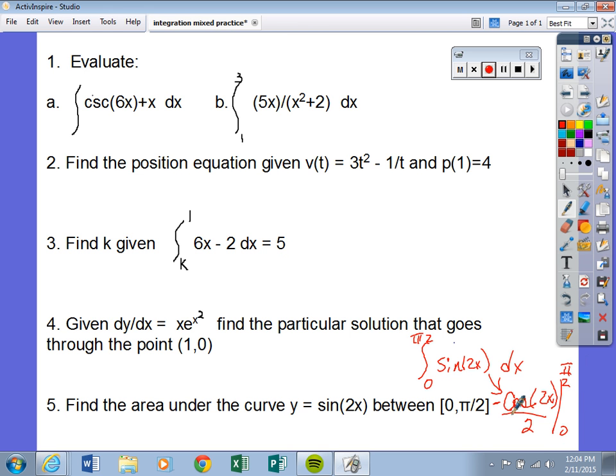And then we're just plugging and chugging. Okay, plug and chug. We're going to put in the pi over 2 first. So we're going to be doing negative cosine of pi, all of that over 2, minus, we're going to plug in our 0, negative cosine of 0 over 2. Cosine of pi is negative 1, so negative negative 1, positive 1/2. Cosine of 0 is 1 minus a negative 1/2. And all that work for that pitiful little answer of 1.